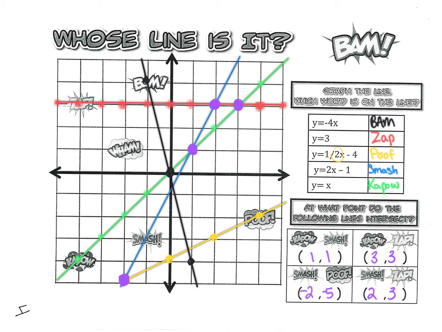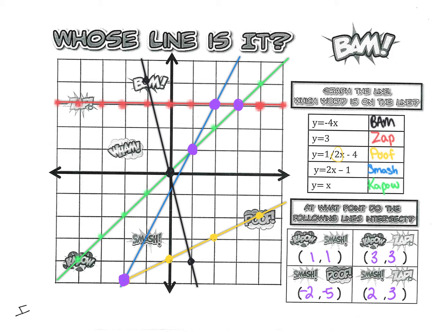For the line y equals negative 4x, it went through the word BAM, and that would be right here. It had a slope of negative 4. You did not have an intercept, so your intercept should be at (0, 0). And then if you put in a point, one point you could have put in was negative 1. Negative 1 times negative 4 is positive 4, so you would have gone to (negative 1, positive 4). Or you could have put in positive 1, and you would have got (1, negative 4), because 1 times negative 4 is negative 4. So those were for the BAM.